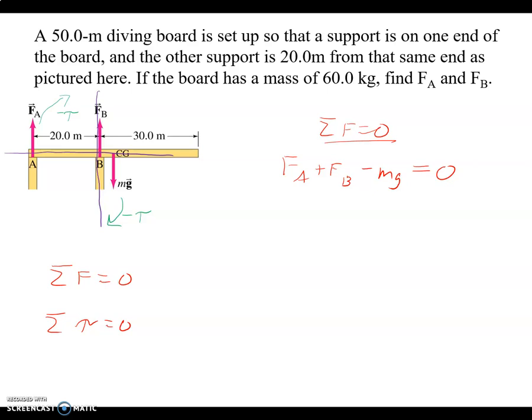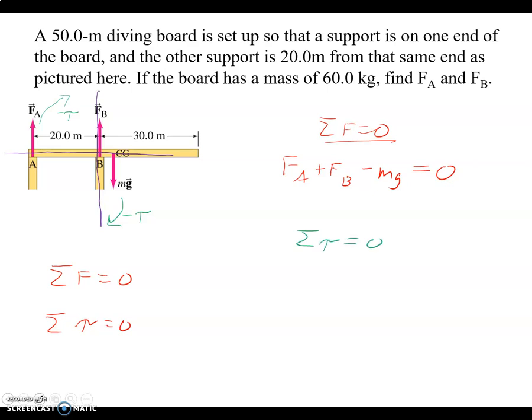Remember, F is equal to ma, but to be in static equilibrium, it needs to not be moving, so acceleration equals 0, therefore sum of F equals 0. Okay, well, this is good. I've got an equation, but I'm stuck here because I don't know FA or FB. So I need to move on to my torque equation.